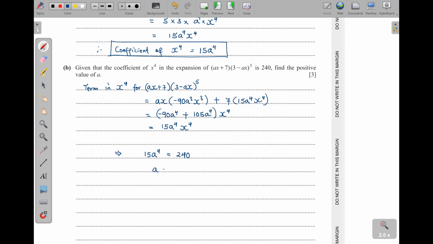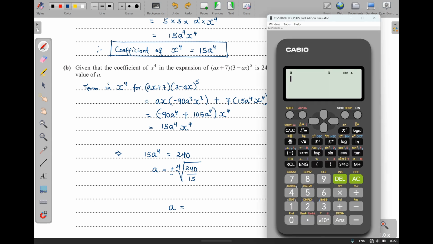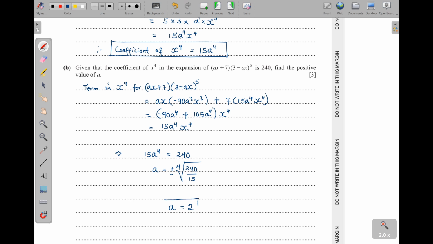So meaning a is going to be equal to the fourth root of 240 over 15. And since this one is an even power, then we can have plus or minus. But then they told us that we are supposed to get the positive value of a. So what do we get here? The fourth root of 240 over 15, that one gives us a 2. So a is positive 2, as simple as that.